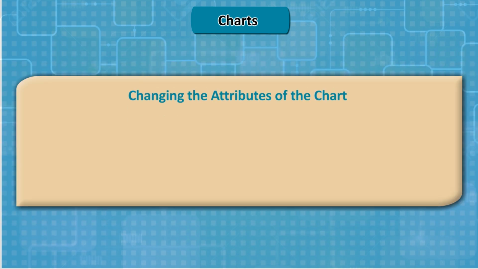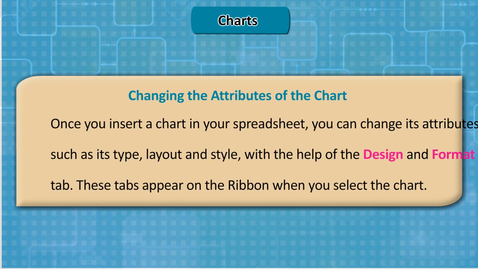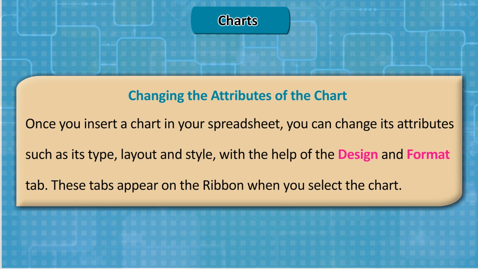Changing the attributes of the chart. Once you insert a chart in your spreadsheet, you can change its attributes such as its type, layout and style, with the help of the Design and Format tabs. These tabs appear on the ribbon when you select the chart.